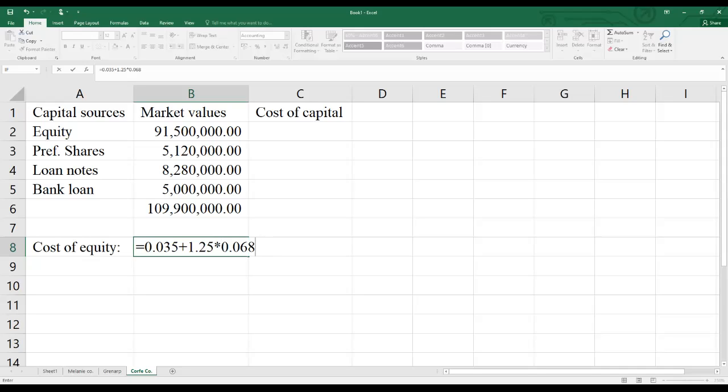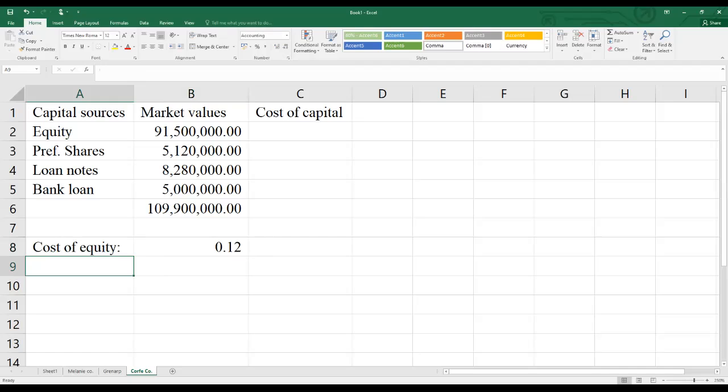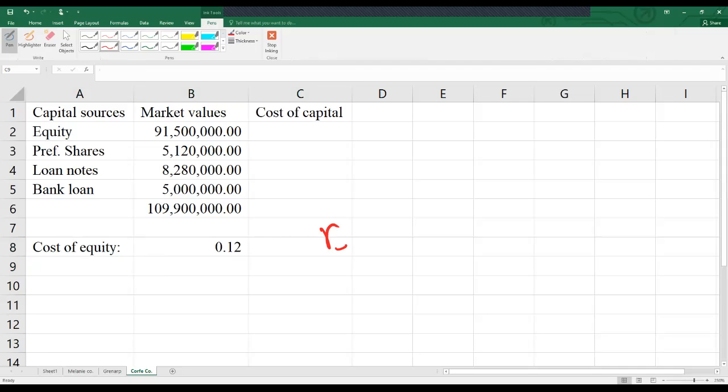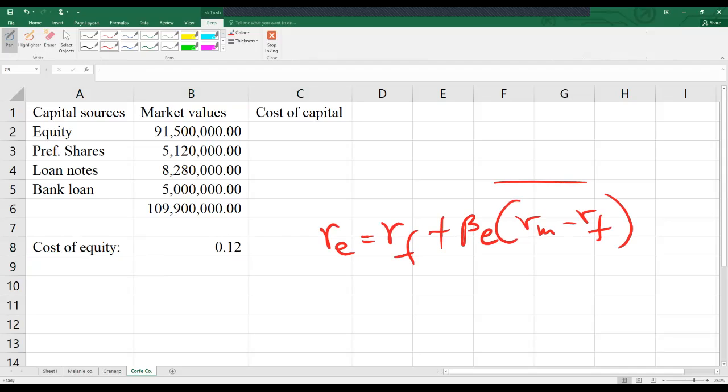Okay, so I want to use my decimals, so that's why I haven't converted them into percentages. Therefore we get the cost of equity, which is 12%. Don't forget what I've done here: cost of equity is equal to risk-free plus equity beta, multiplied by the return on the market portfolio minus risk-free. This RM minus RF is referred to as the equity risk premium.